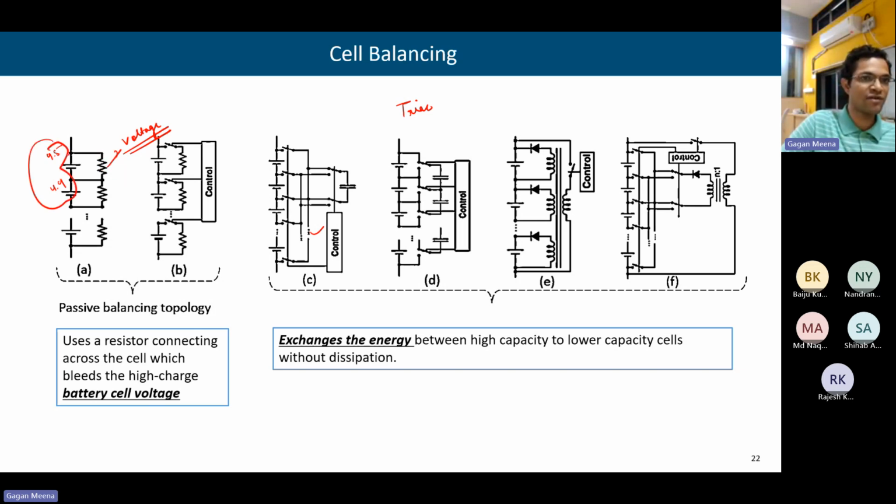Because we are equalizing voltage here, some part of the energy will go into the resistor and it will be lost. But here we are avoiding that. Dissipation is not there, or it's very little, because practically some resistance is always there. Ideally there is zero resistance, but here dissipation will be very little.